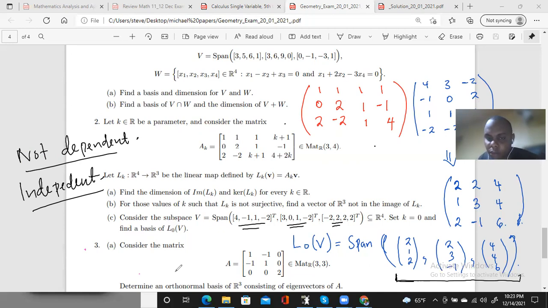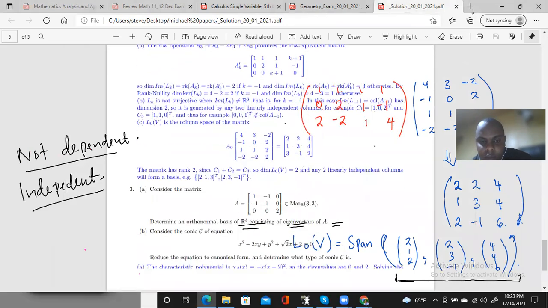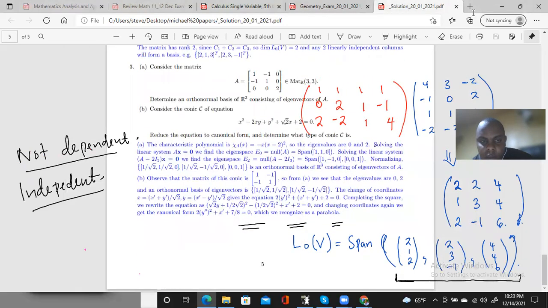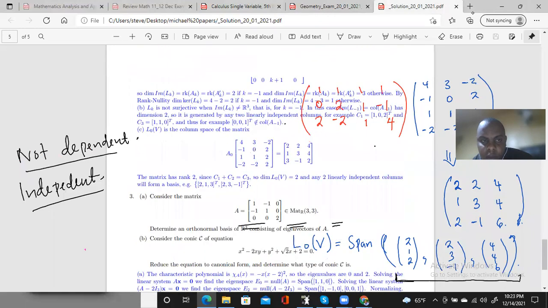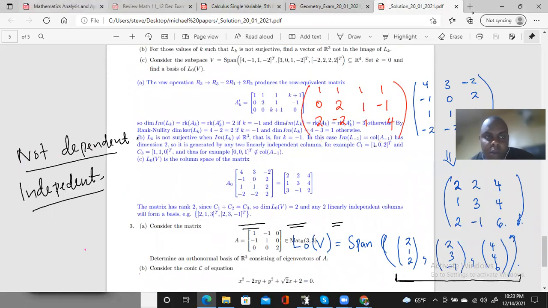And if we check the response, let's check. It says L0V is the column space of the matrix A0, 4, 3, minus 2, minus 1, 0, 2, 1, 1, 2, minus 2, minus 2, 2. What? Why is the matrix A weirdly inverted?